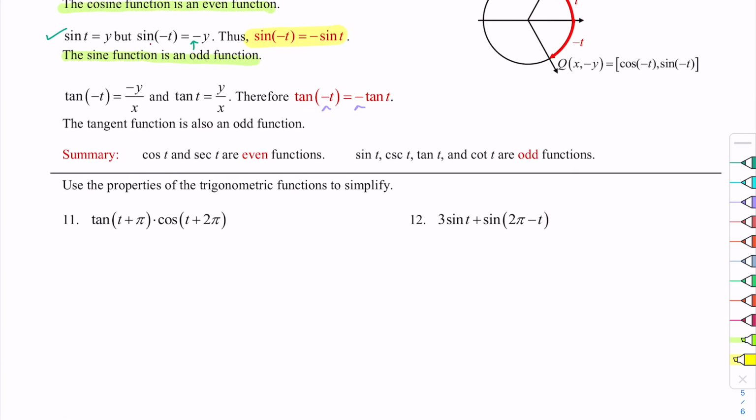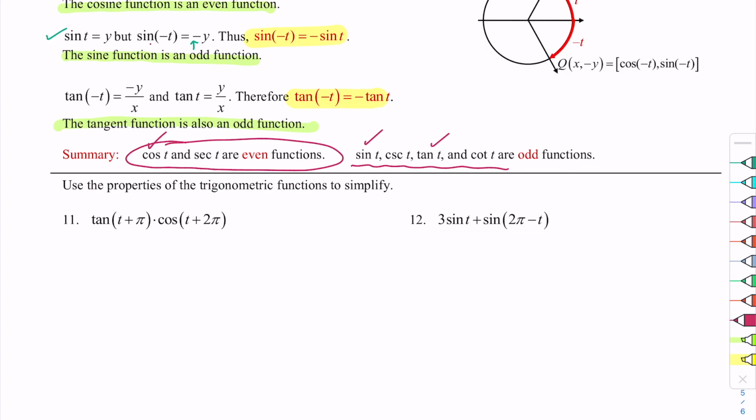Let's take a look at the tangent function. It's interesting to see that when we evaluate the tangent of the opposite of t, we have the opposite of the tan of t. So the tangent function is also an odd function. So in summary, the cosine of t and the secant of t are even functions, and all of these others are odd functions. So the sine, cosecant, tan, and cotan. You can just remember the sine and the tan, and of course their coterminals are the same, and then the cosine is going to be even, okay?